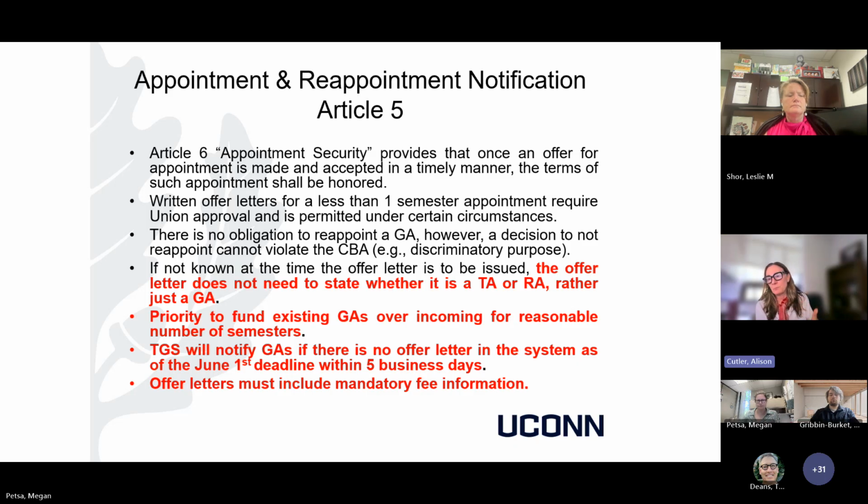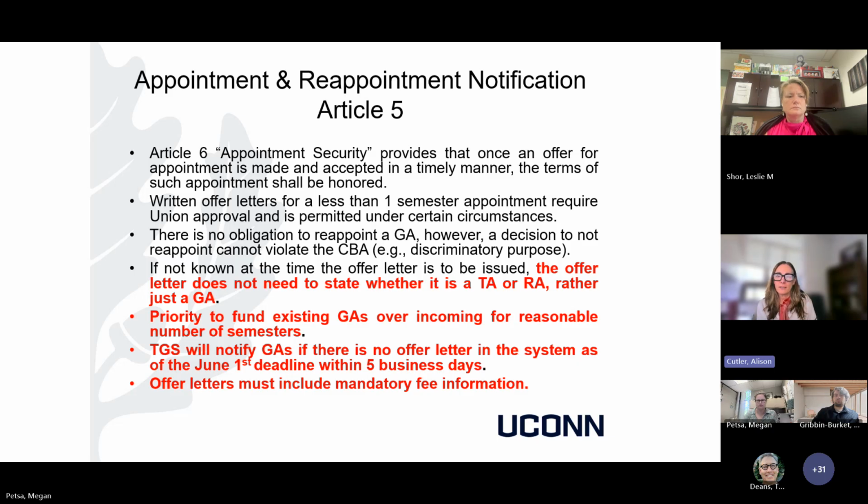So this is actually going to put the GA on notice that, as of 5 days after June 1st, there's no offer letter in the system for you. So you should go and talk to your department, talk to your advisor, and figure out what's going on. Another requirement is that the letters must include mandatory fee information.